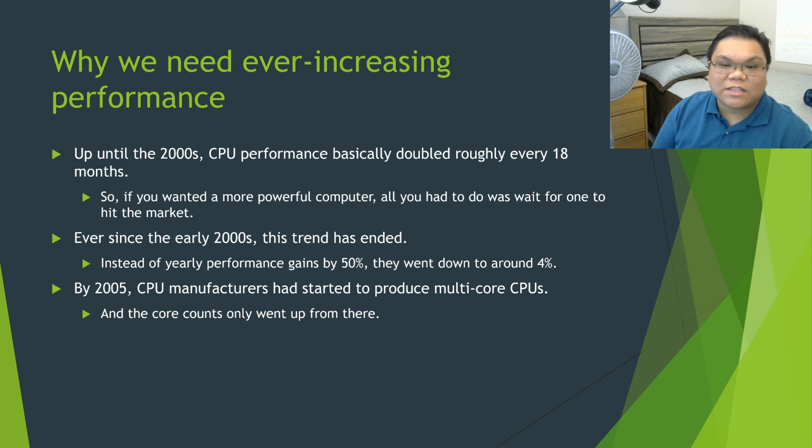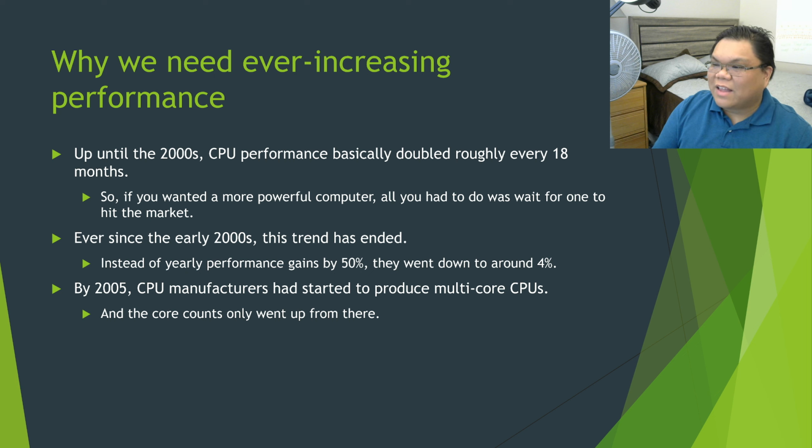Up until the 2000s, CPU performance basically doubled every 18 to 24 months. Moore's Law. It's technically not a law in the sense of how Newton's laws of motion are laws. Rather, it's an observation, but an observation that held up for a good while up until the 2000s. So, if you wanted a more powerful computer, all you had to do was wait for one to hit the market.